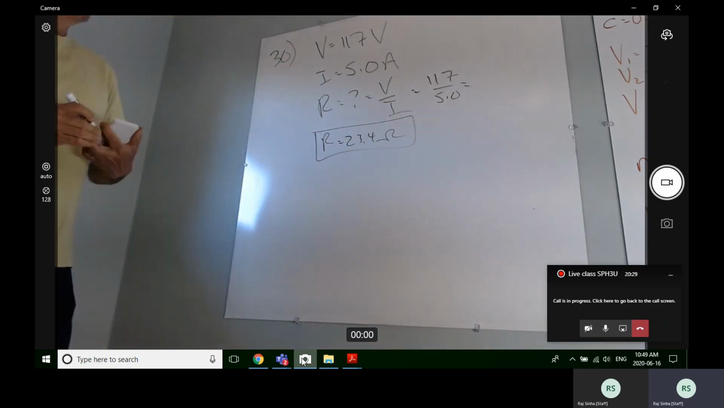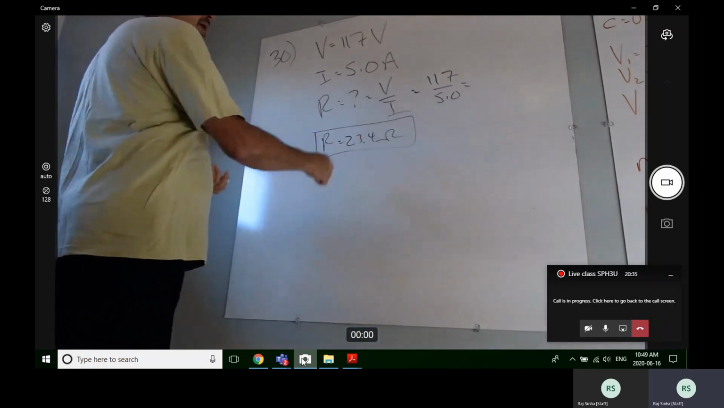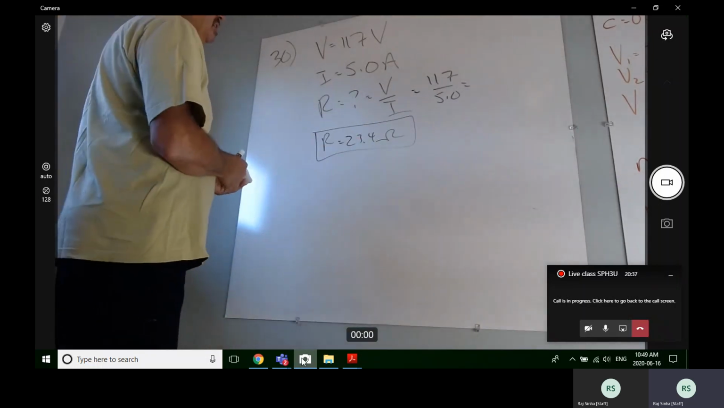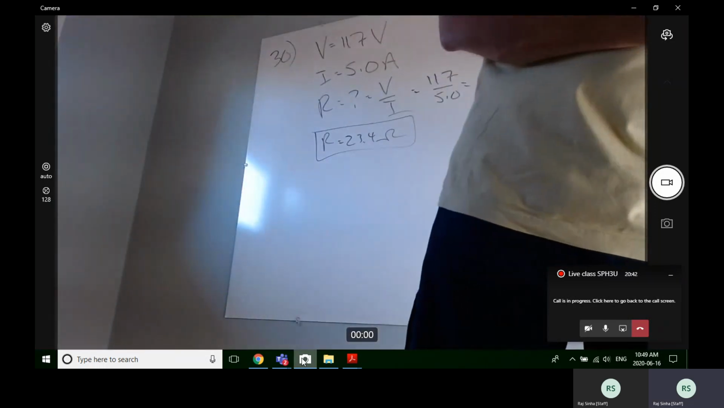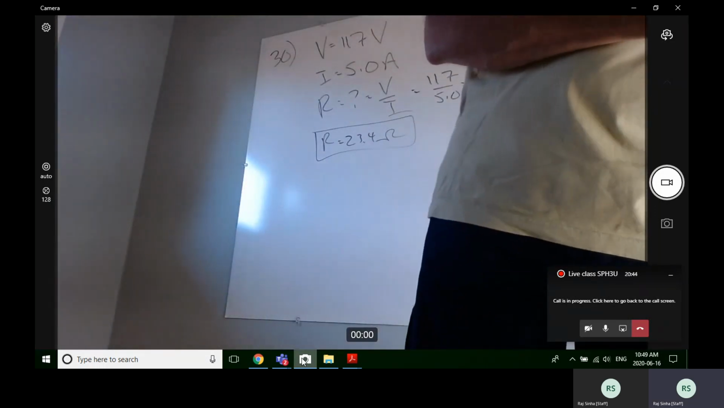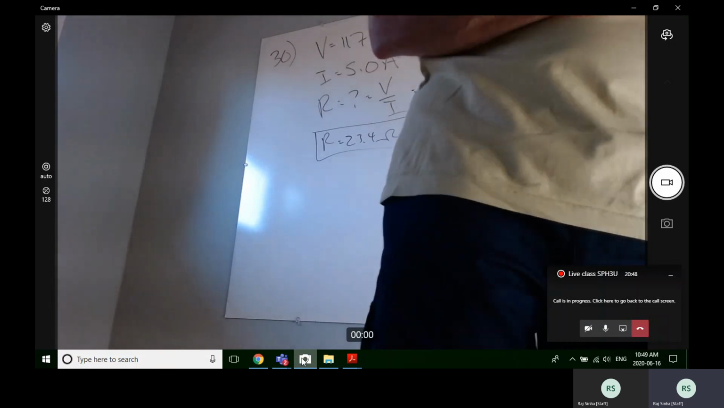Okay. So when electrons leave the wall and go through the coffee maker, it pushes back on those electrons with that much resistance. Now, B part of the question says, what resistance would have to be added in parallel with the coffee maker to increase the current to 15 amps?